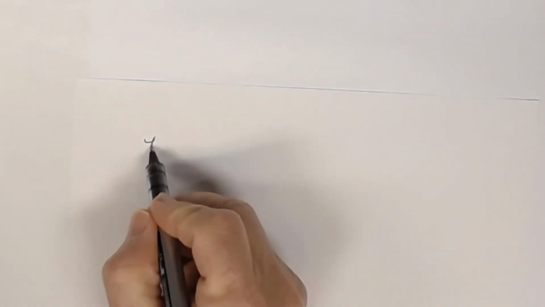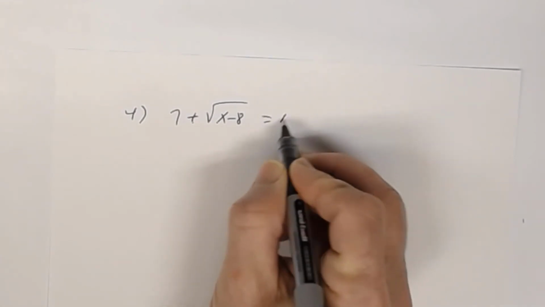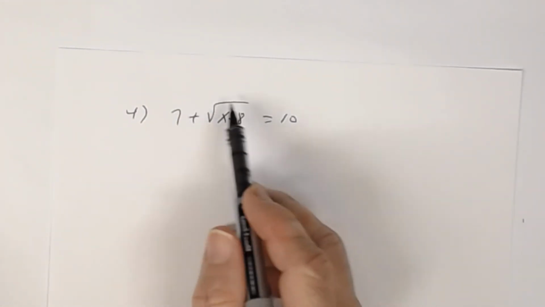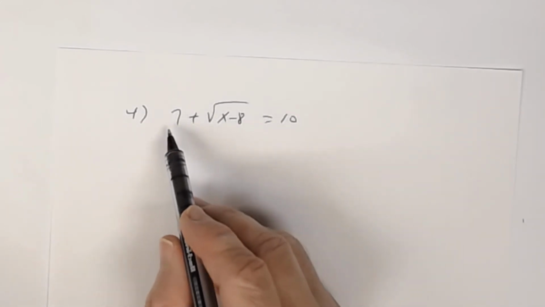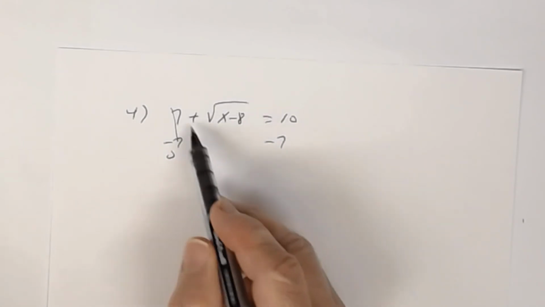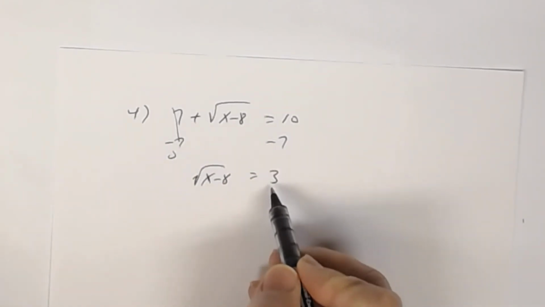Number 4, we have this for number 4. We have 7 plus the square root of x minus 8 is equal to 10. So again, we need to get the radical by itself. So let's go ahead and subtract 7 from both sides. And so 7 minus 7 is 0. So all you're left with is the square root of x minus 8 equal 3.